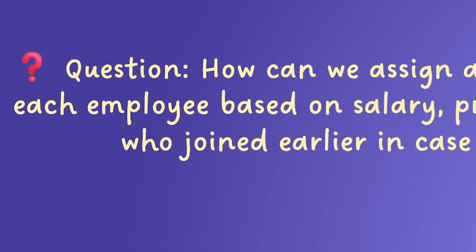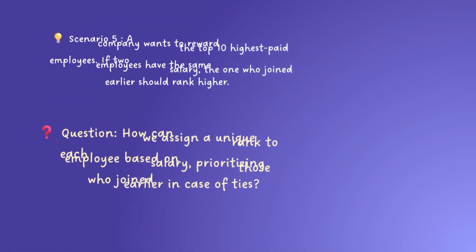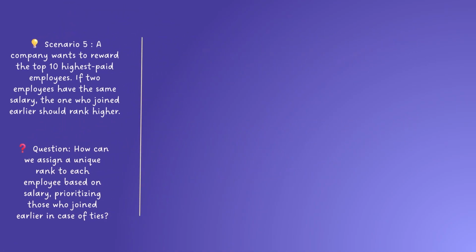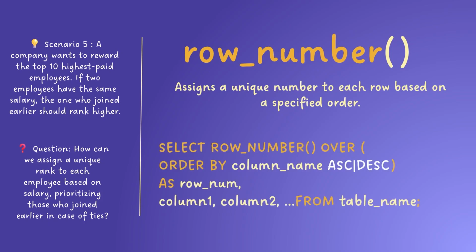So we can achieve this by using a function, and that is ROW_NUMBER. So what does ROW_NUMBER do? ROW_NUMBER assigns a unique number to each row based on a specified order. And the syntax for this is pretty simple. After the SELECT keyword, we are going to write ROW_NUMBER, and then we are going to specify depending on which column we want to assign this row number, because in the data output that you're going to get, you're going to have multiple columns.